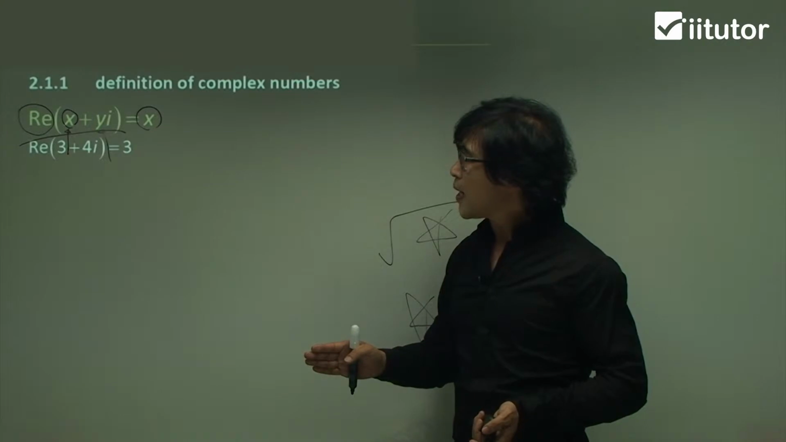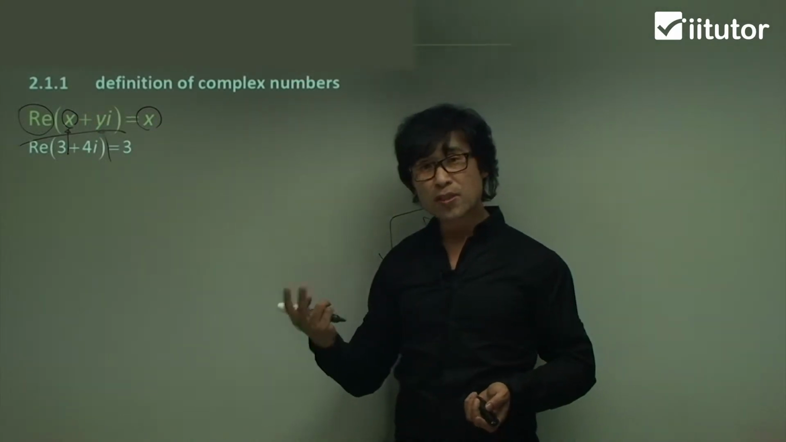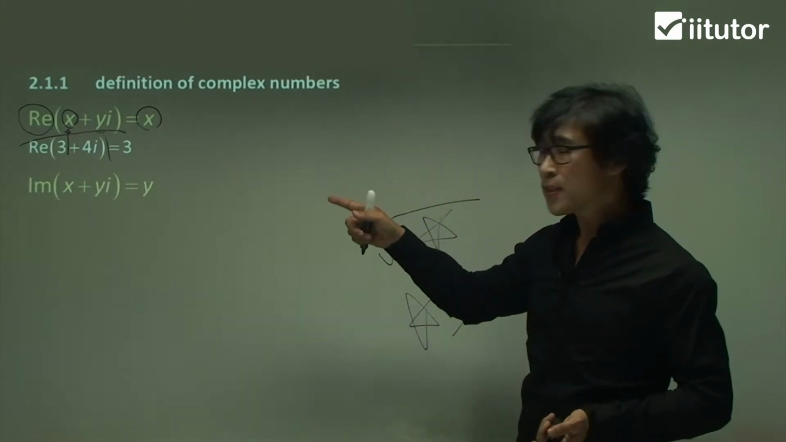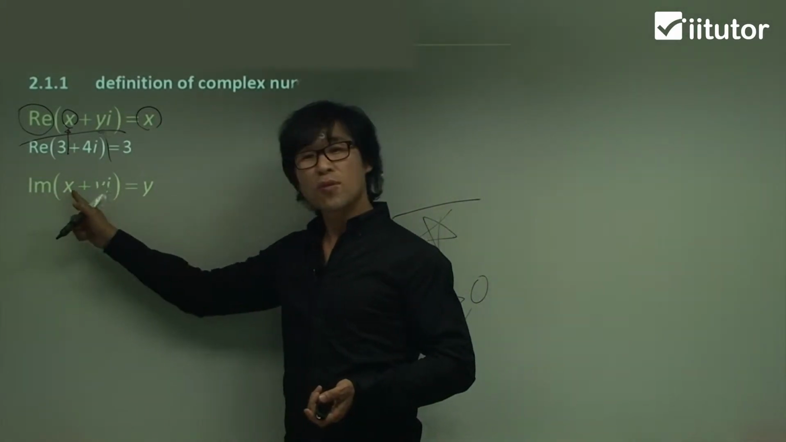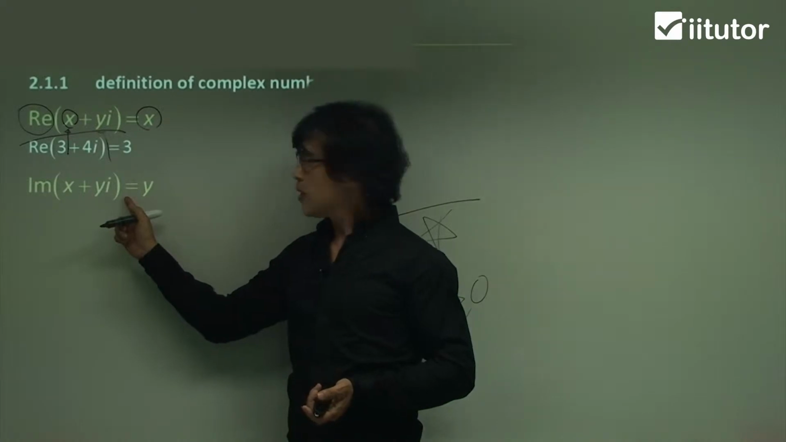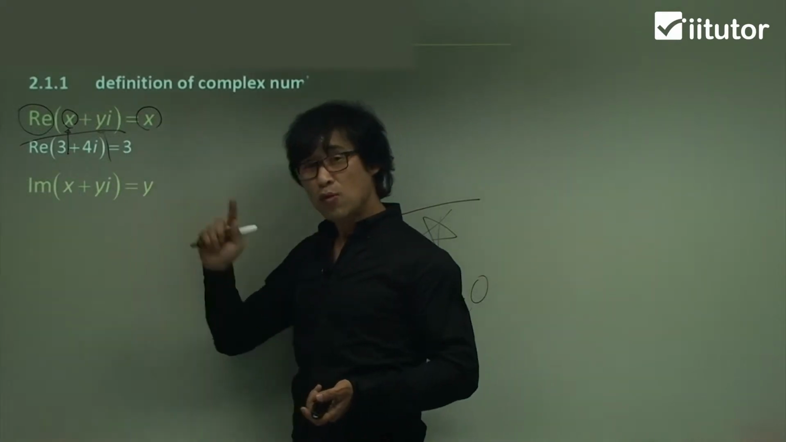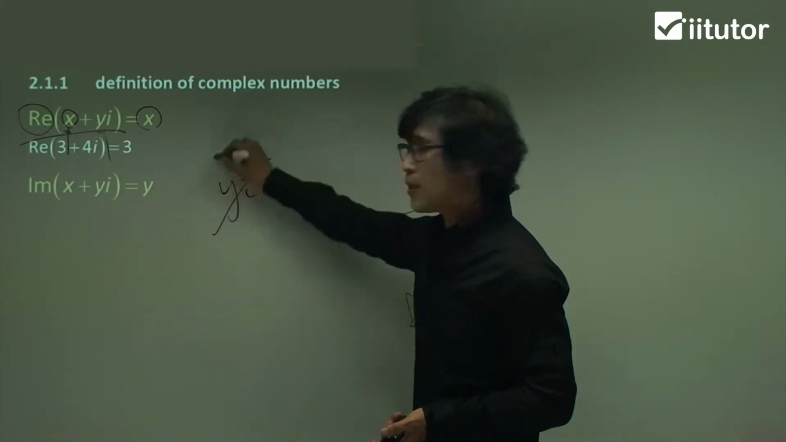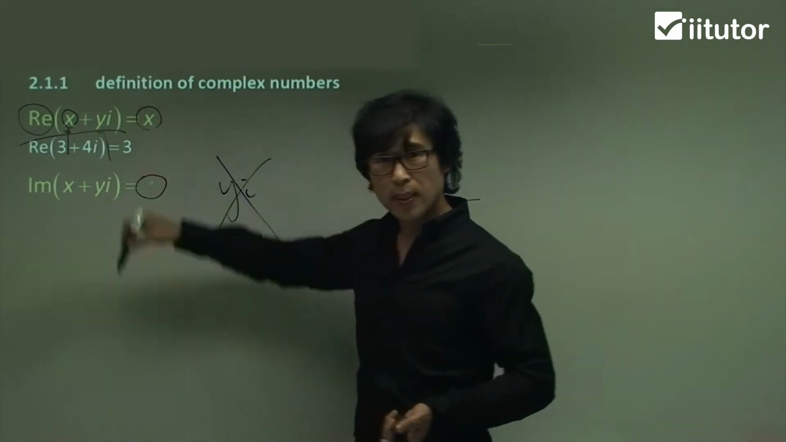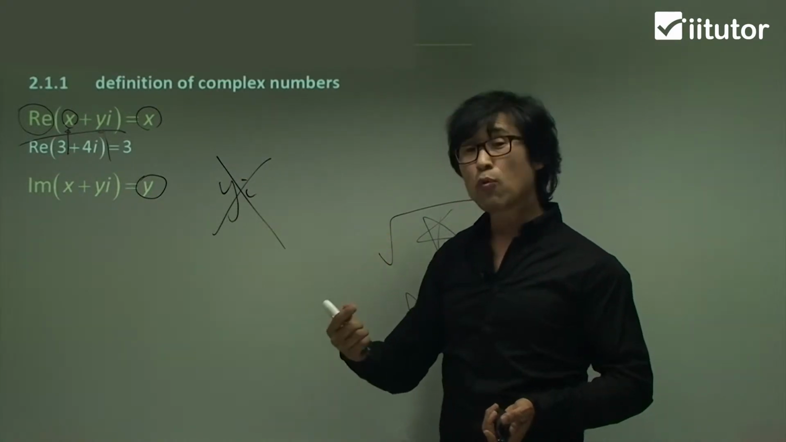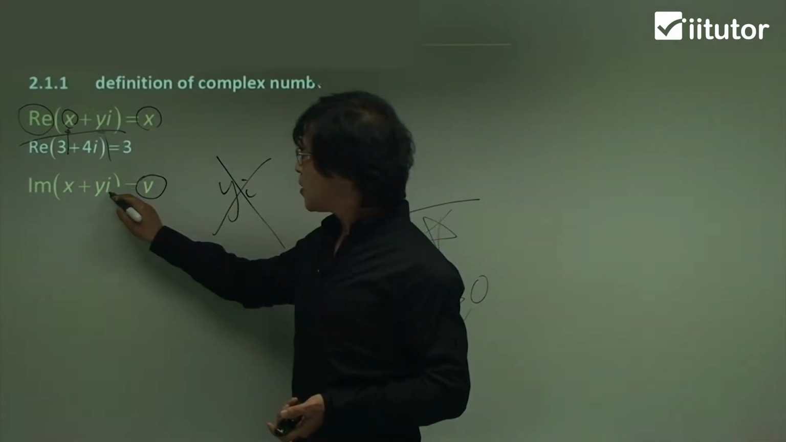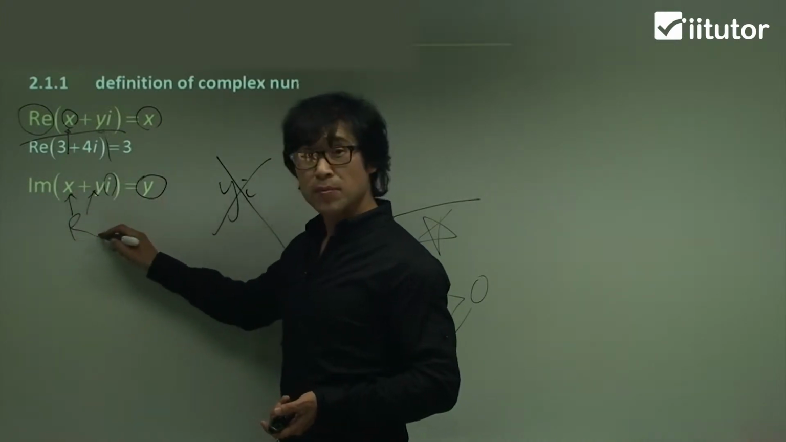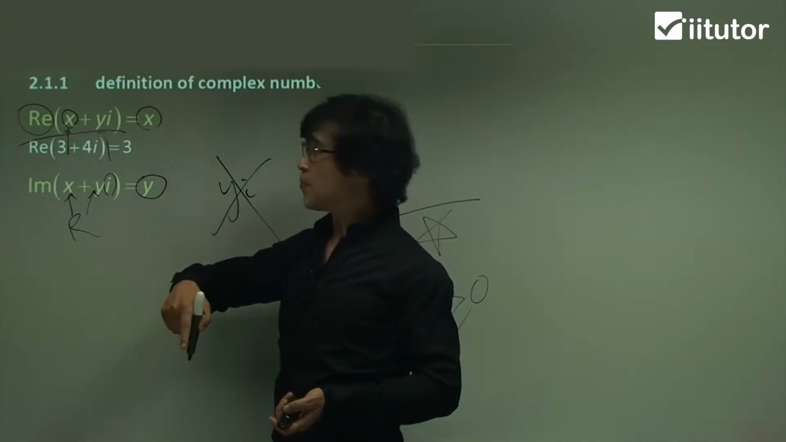Whereas Im, which is the first two letters of imaginary, is like this one. How do you read this? The imaginary part of this complex number is y. You have to make sure it is not yi, it must be y. In the complex number there is an i, but these two numbers, x and y, are real numbers, as we did before.